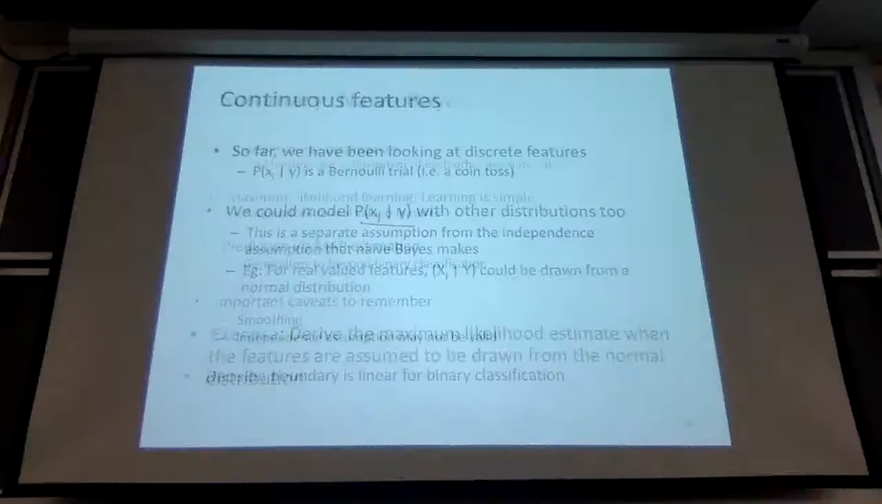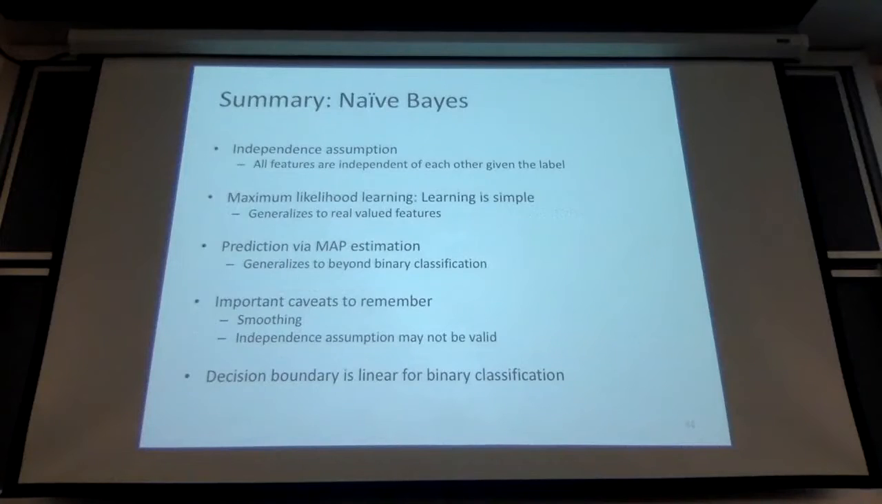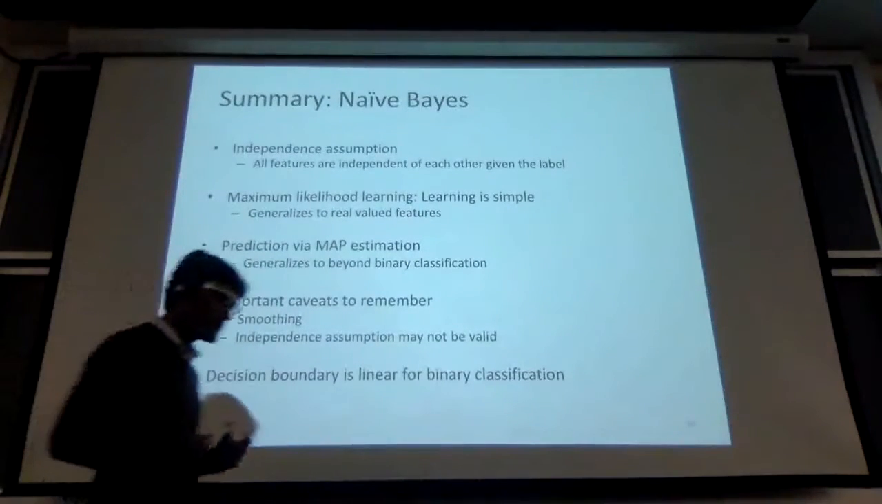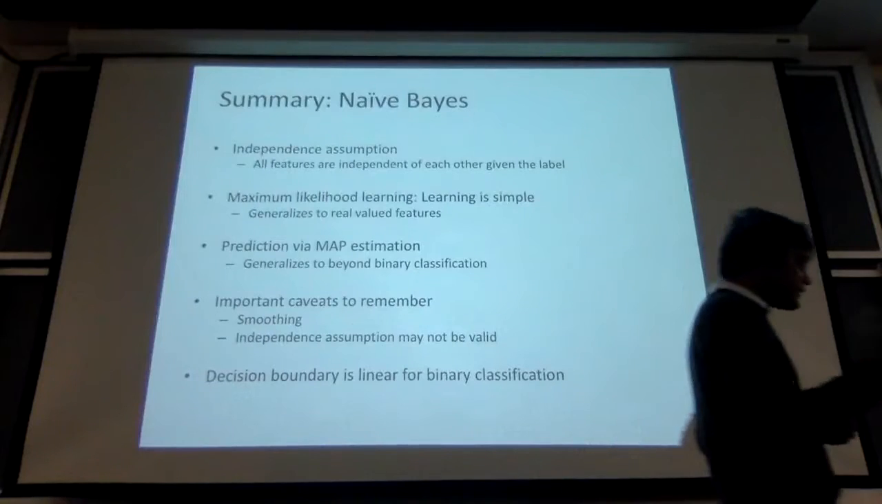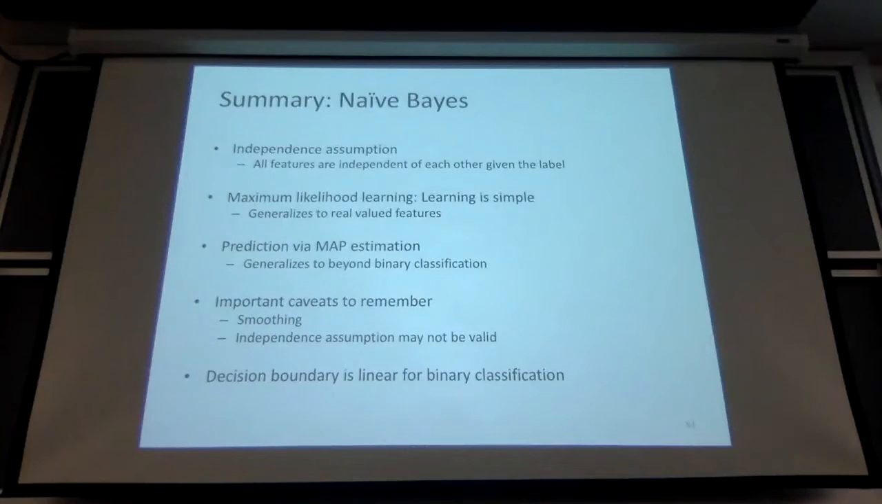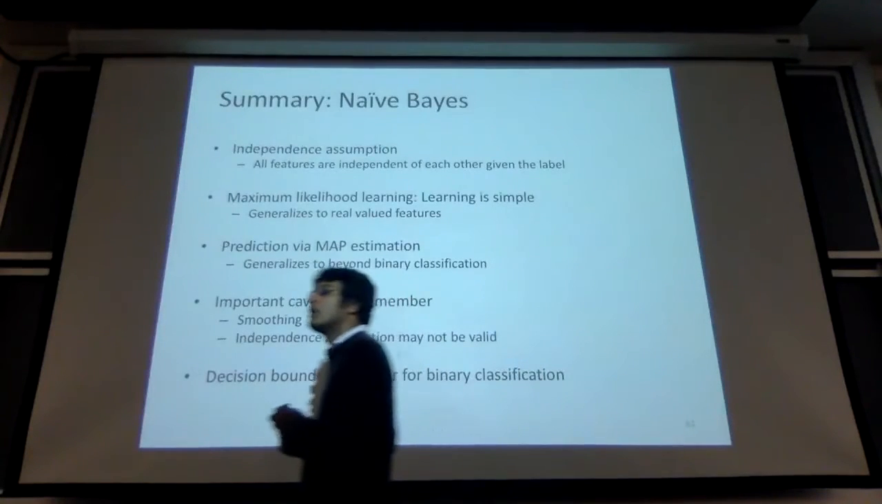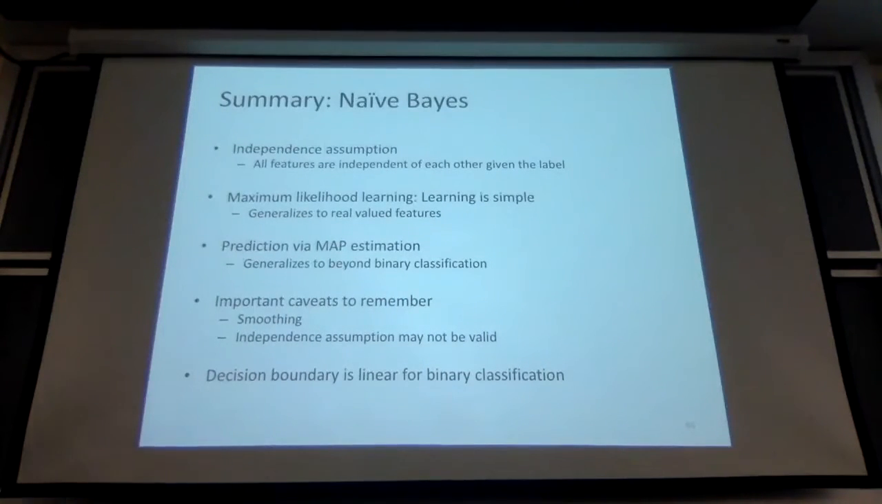Quick summary. What you need to know with naive Bayes is what the naive Bayes assumption is. All features are conditionally independent given the label. It's an important thing. All features are independent given the label, not just independent. They are only conditionally independent. You need to understand what the maximum likelihood learning becomes for the naive Bayes distribution. You should be able to generalize this to real valued features, like the thing that I just mentioned. You should know how to predict using naive Bayes. That's just MAP prediction.